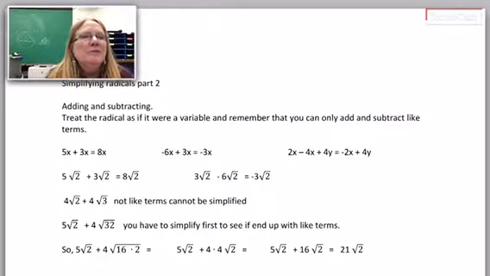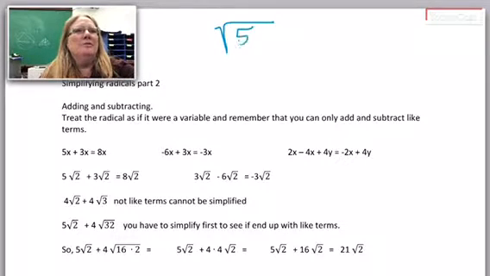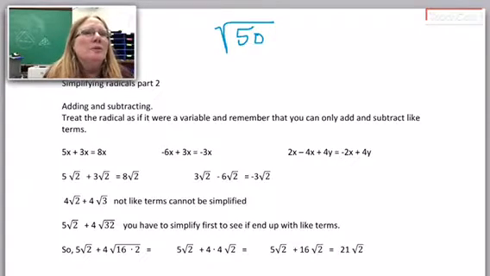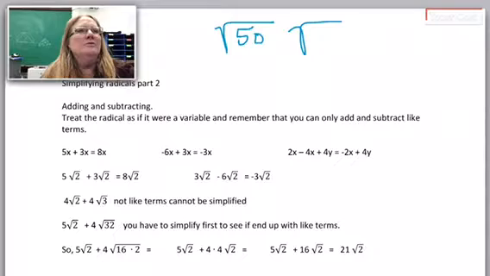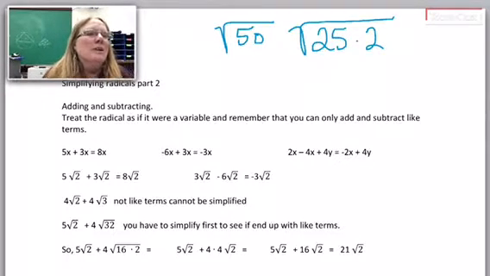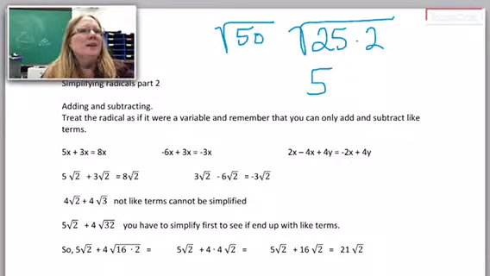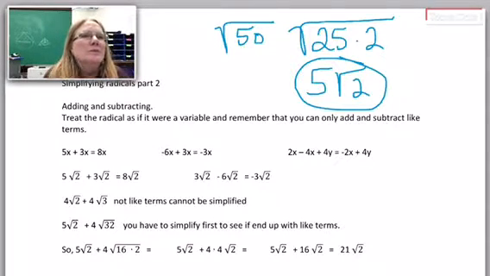This lesson is Simplifying Radicals Part 2. Yesterday we worked on simplifying a radical such as the square root of 50, and we saw that if we could rewrite the radicand, or 50, as the product of two numbers, such as 25 times 2, where one of those is a perfect square, we then would take the square root of 25 out from under the radical as a 5, and we would be left with 5 times the square root of 2.